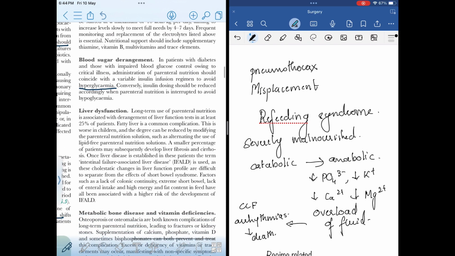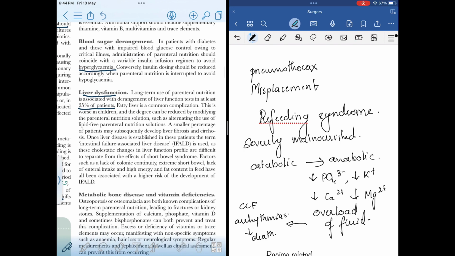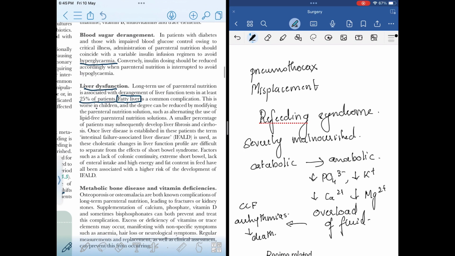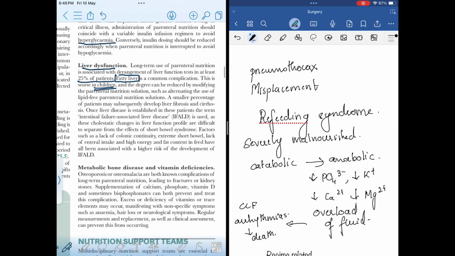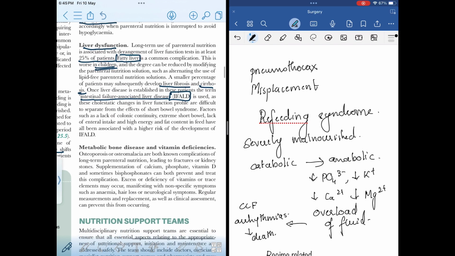Now liver dysfunction. Long-term use of TPN is associated with derangement of liver function tests in at least 25% of the patients. Fatty liver is a common complication, worse in children. Also, a small percentage of people develop liver fibrosis and cirrhosis. Once this liver disease is established in these patients, we use the term intestinal failure associated liver disease. So that is it about liver dysfunction as a complication of TPN.